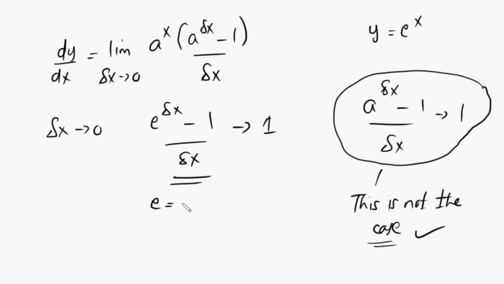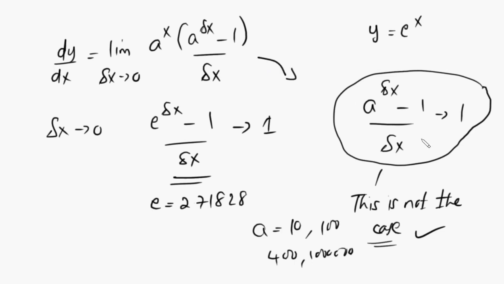Remember, e was a constant here. But for a, we don't know the value of a. We just know a is a constant and is greater than 0. So it could be any constant. It could be 10, it could be 100, it could be 400, it could be 1 million, and so on. When a is equal to e, it will be true, but for any other value, it will not be true. Therefore, I can't continue with first principle this way. I need another way to get the derivative of a power x, or if it is first principle, I must do it another way.